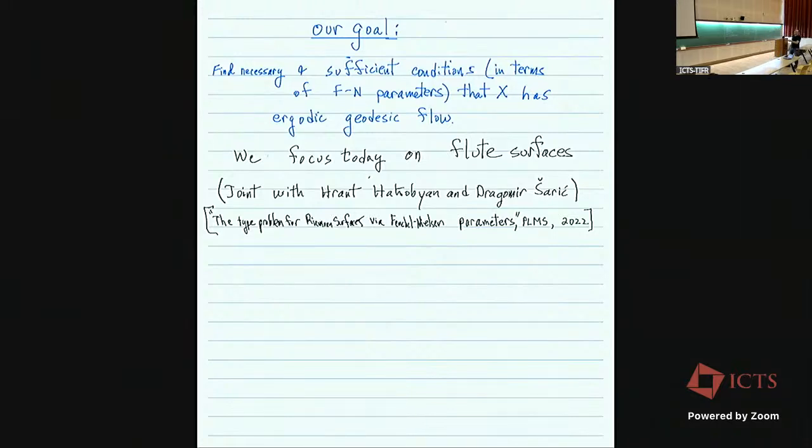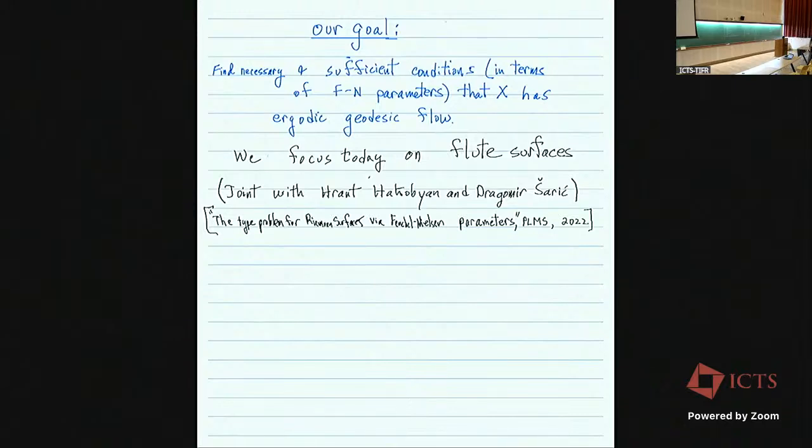Okay? You'll see in a moment. I'm going to focus on the flute surfaces because, again, those are the easiest to talk about. What I'm going to talk about is joint work with Hrant Tokobyan and my co-authors and Dragomir Saric. Oh, I got the accents right. That's good. I usually forget. Yeah, this appeared in 2022.